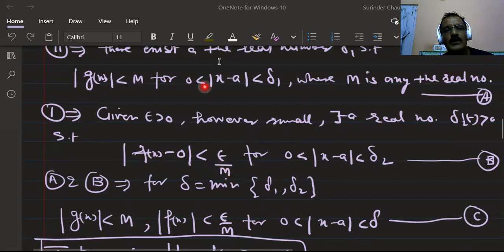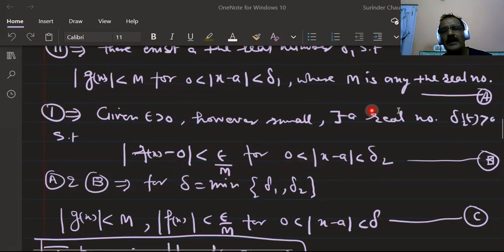Epsilon upon M we have taken from here, and now why M? We want to write the result in the standard definition form, so we are dividing it by M. This epsilon is a very small number. How small can you take it? If you divide by a finite number, a very small number will remain very small for the deleted delta 2 neighborhood.